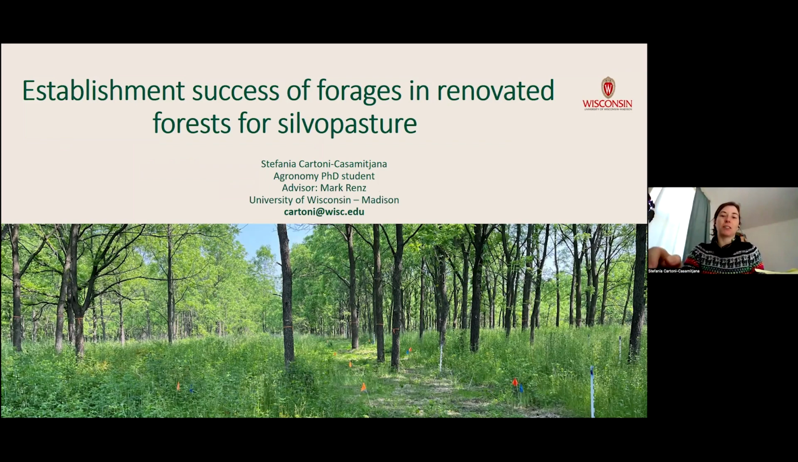And I will talk about establishment success of forages in renovated forests for silvopasture. This is motivated by farms in Wisconsin that have some pockets of degraded forests that aren't currently being used by the farmers or as natural habitat. So silvopasture could be a way of getting farmers to be able to use this land.